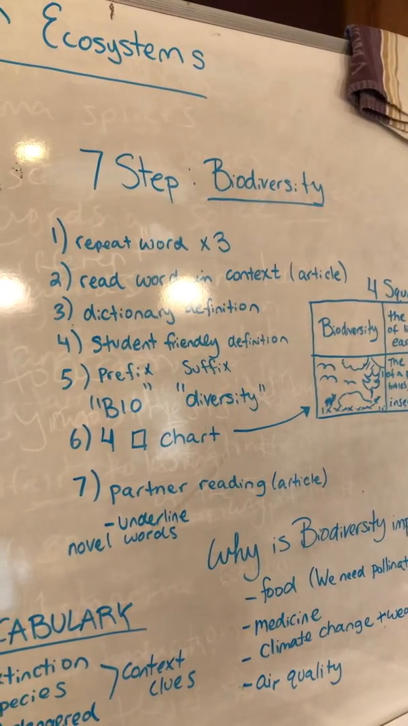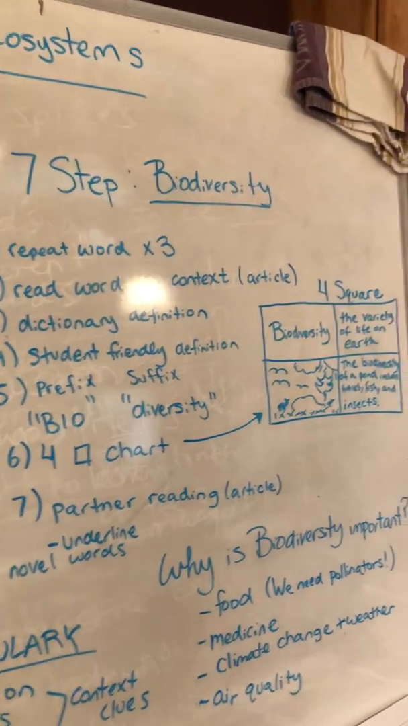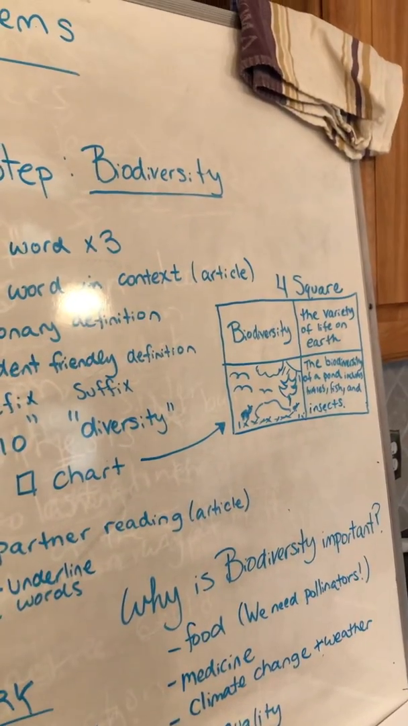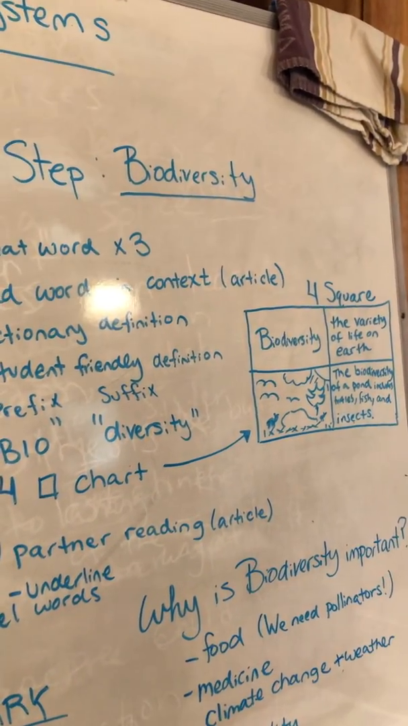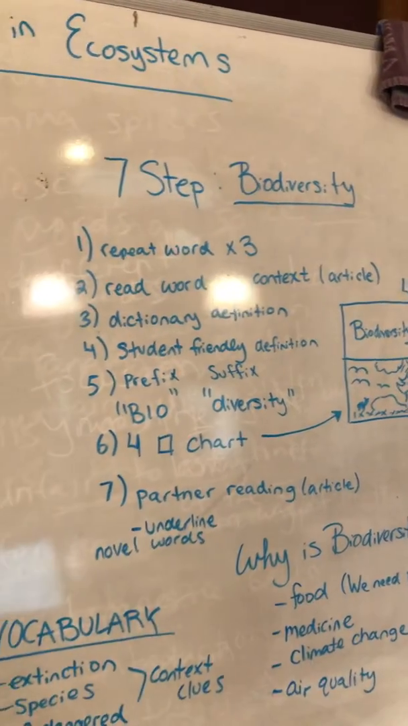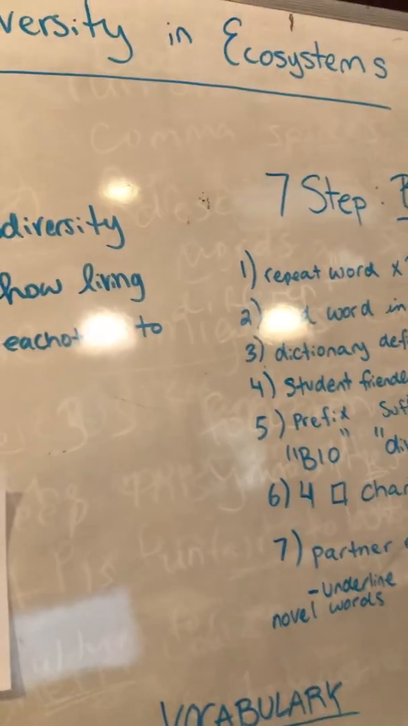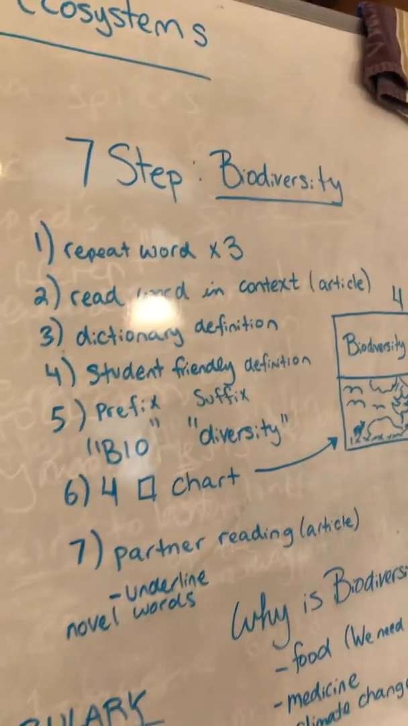The next step in the 7-step vocabulary strategy is giving a student-friendly definition. So instead of saying the variety of life on Earth, perhaps you could say all of the different living things on Earth. The next step in the strategy is to highlight the different or unique features of the word.